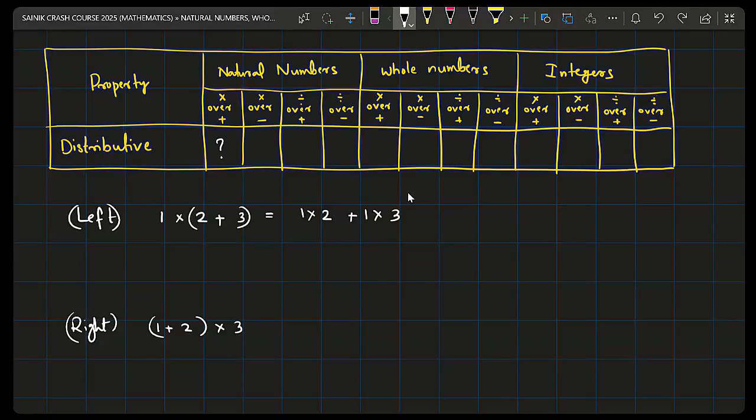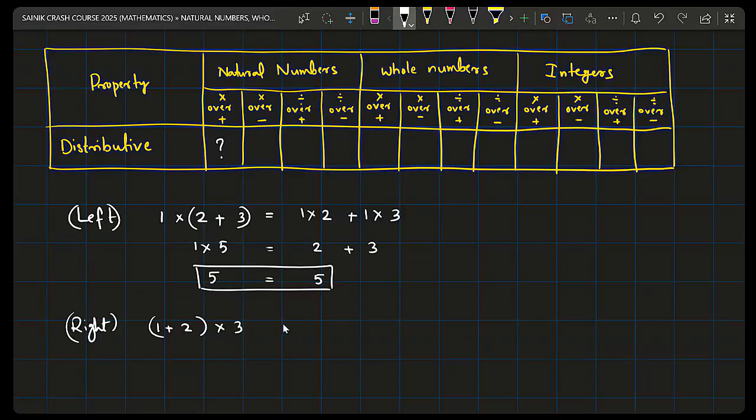So let us check it is correct or not. First I am solving LHS. 2 plus 3 is 5, and let us do 1 into 5. 1 into 2 is 2, 1 into 3 is 3. So 1 into 5 we got 5, 2 plus 3 also 5. So we got LHS equal to RHS. Yes, it is satisfied. Now we'll take right distributive property.